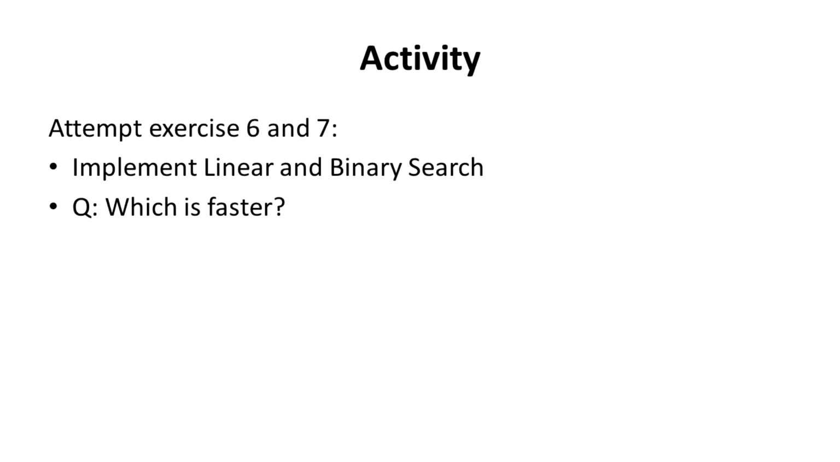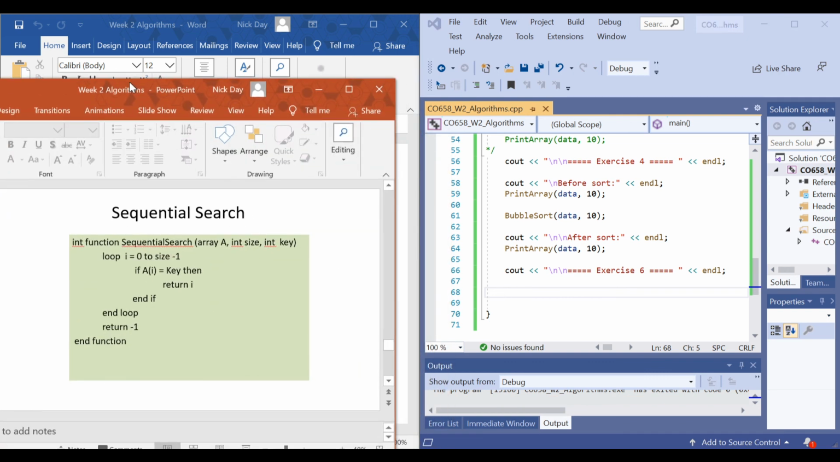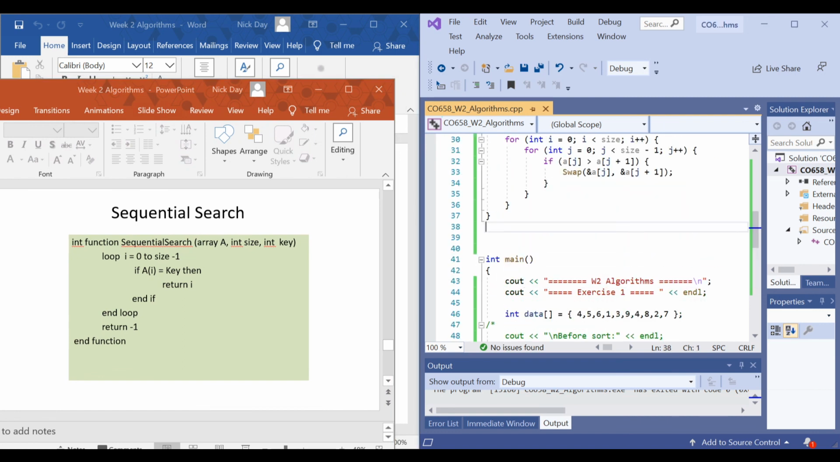So let's have a go at the final exercises, and let's implement the binary search and the linear search algorithms and compare their performance. Okay, so for exercise 6, we're instructed to implement the sequential search algorithm, otherwise known as linear search. So I'm going to go to the slides and look for the algorithm for that. Okay, and let's implement the method for that then.